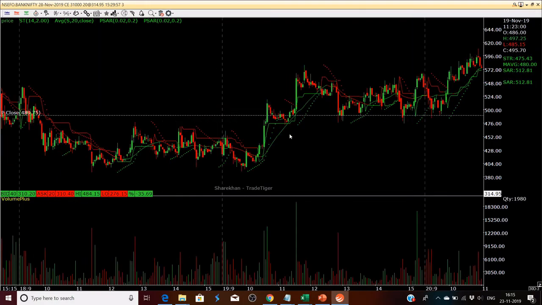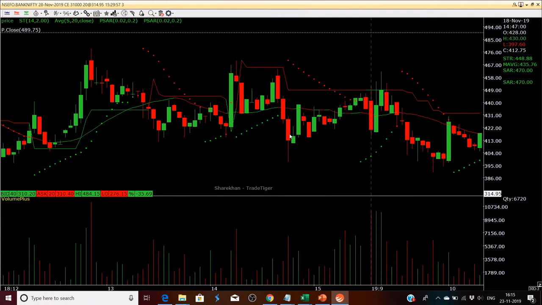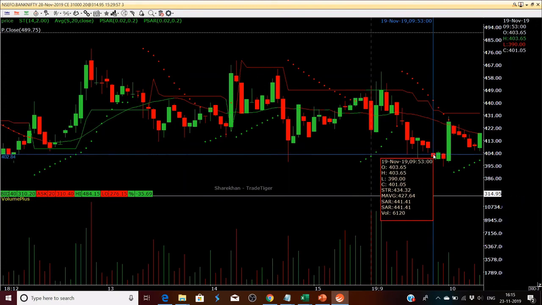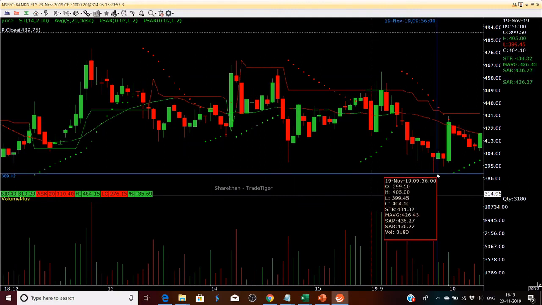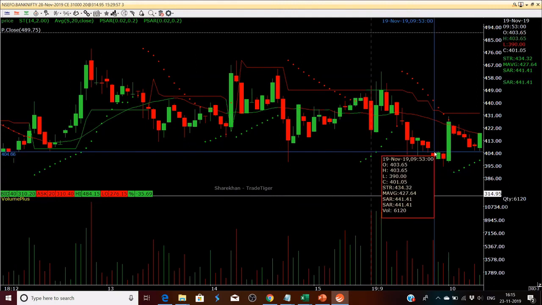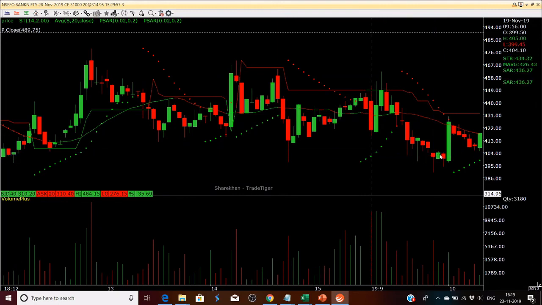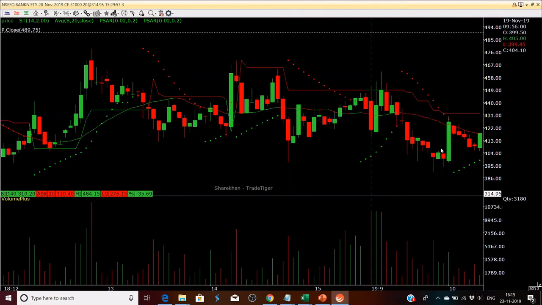Let's see some more examples. I have to zoom in a little bit. The location is very important, guys. So here you see the location. It is away from the 20 period moving average. This is a small bar which is about 390, and this is your entry which is about 404. There is a 10 or 11 points stop loss, and see the reward, 430. Easily 20 points you can make.